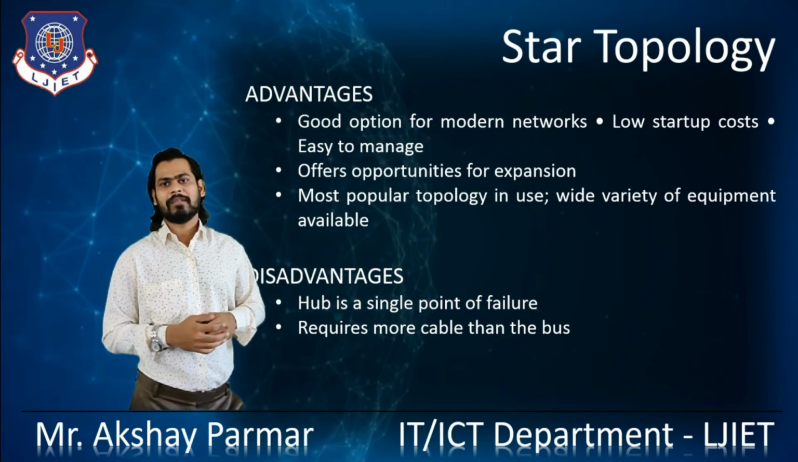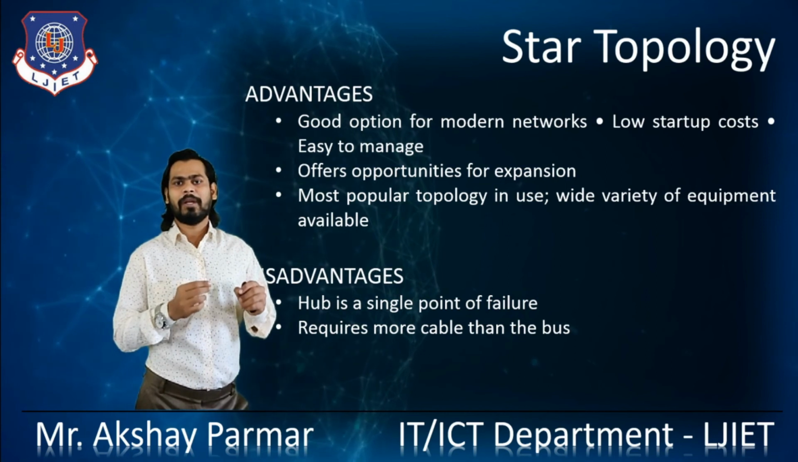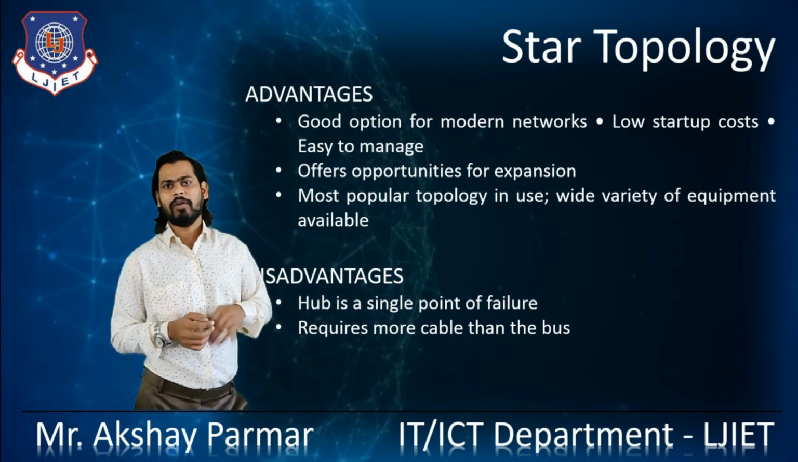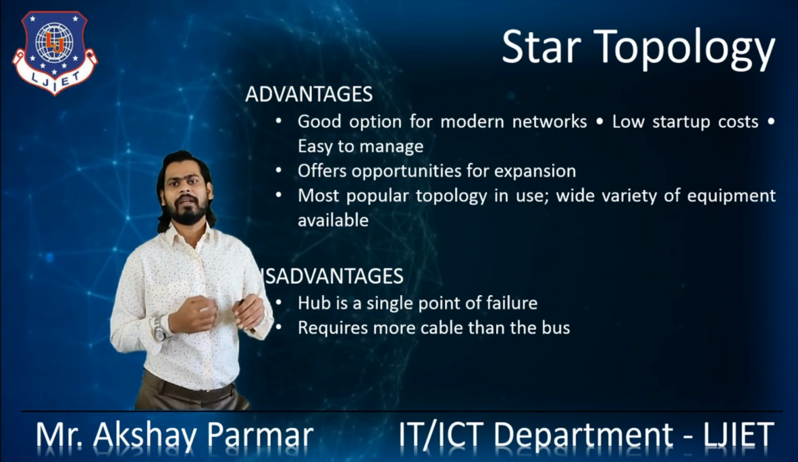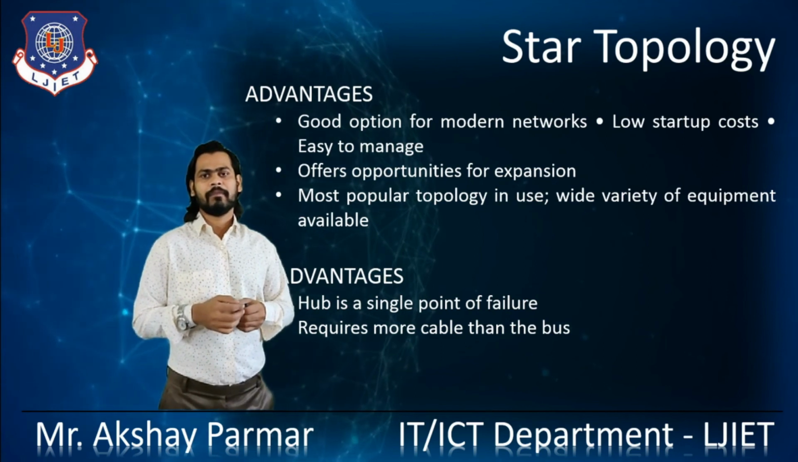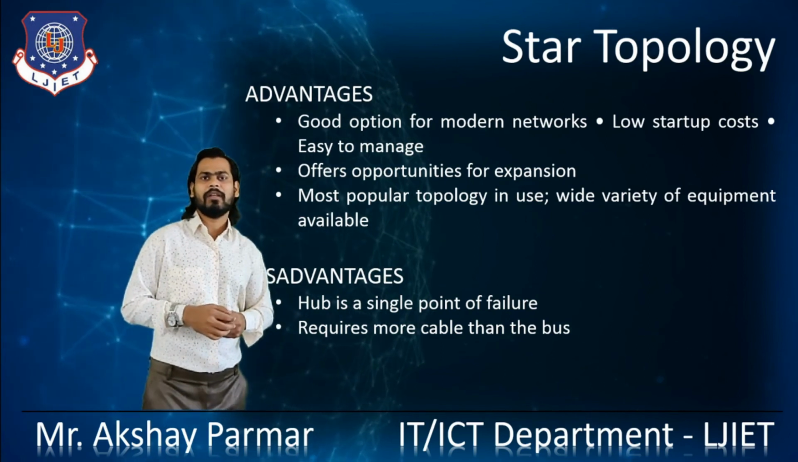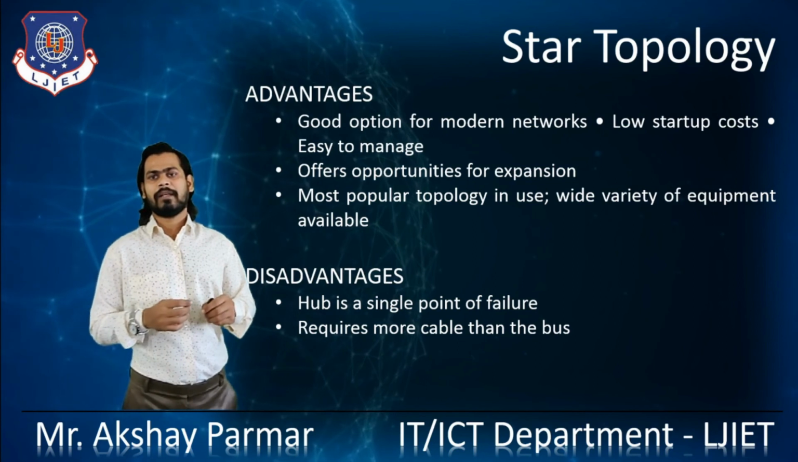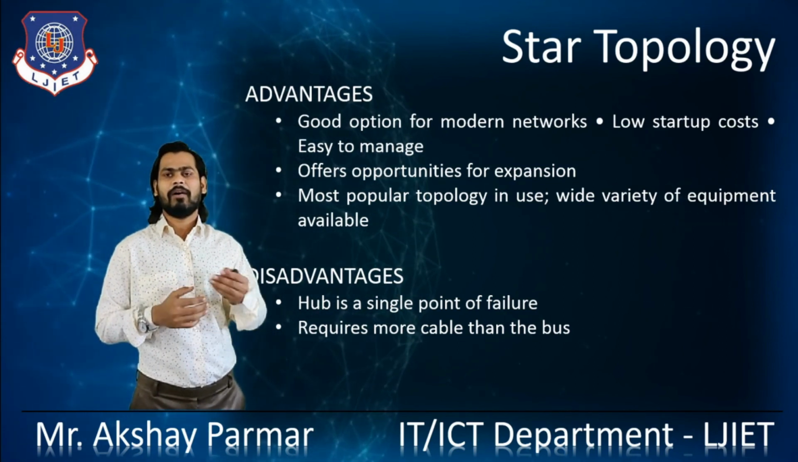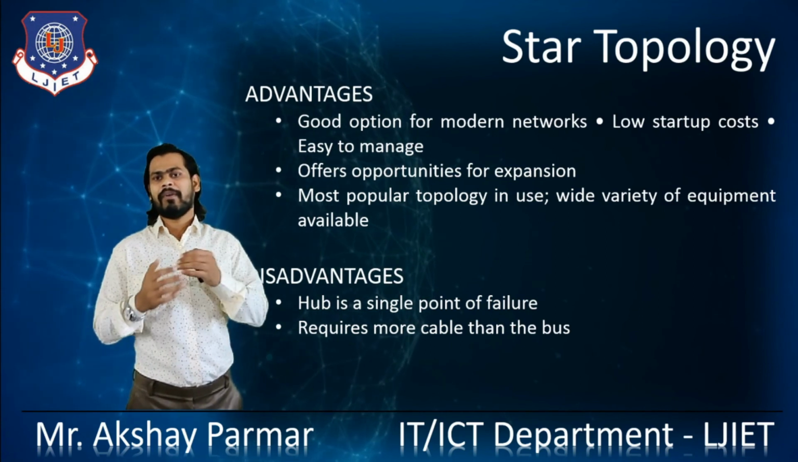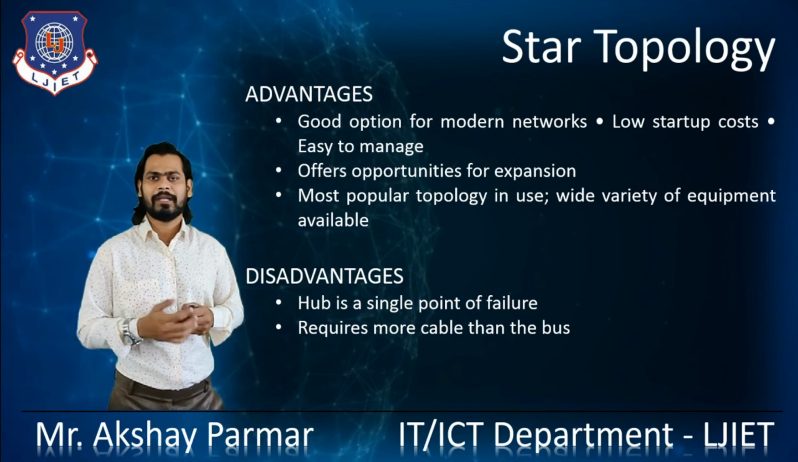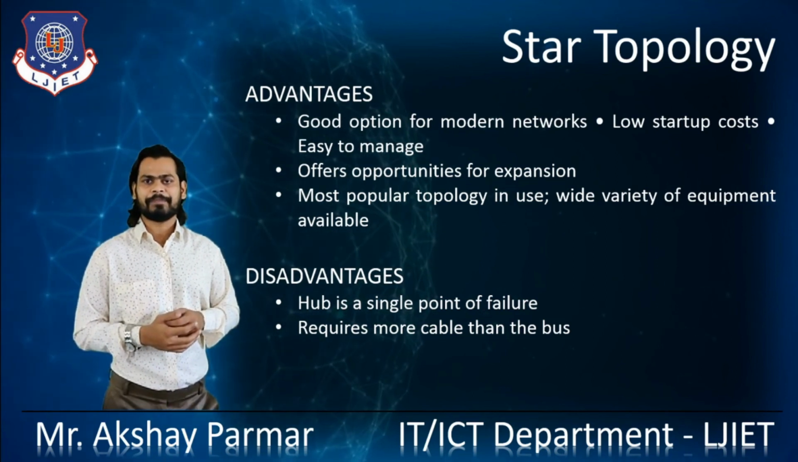The disadvantage. The hub is the single point of failure. If the hub, the central device, fails, the whole network will fail, right? It requires more cable than the bus topology and the ring topology, right? The major disadvantage for the star topology: the hub is the centralized system to which all the devices are connected. So if the hub fails, the whole system will shut down. So this is the major disadvantage of the star topology.